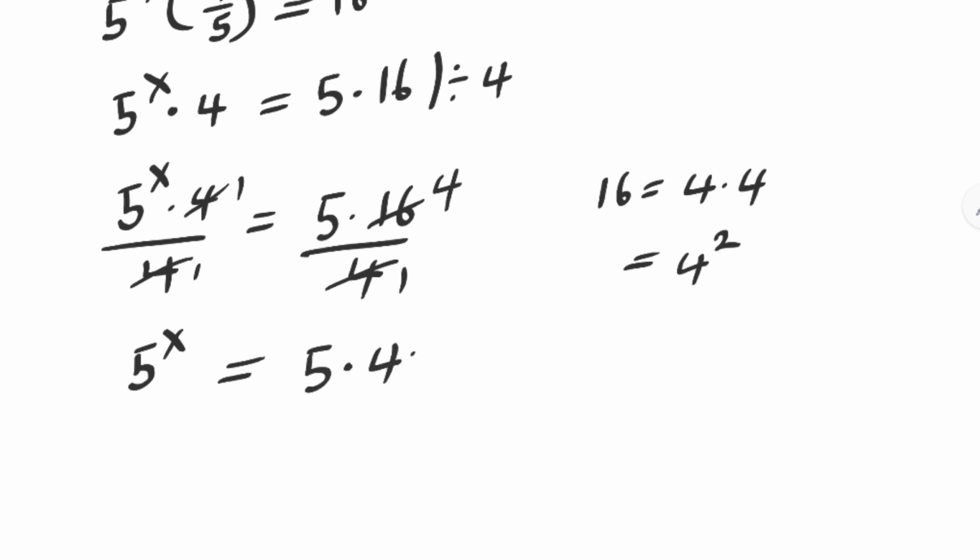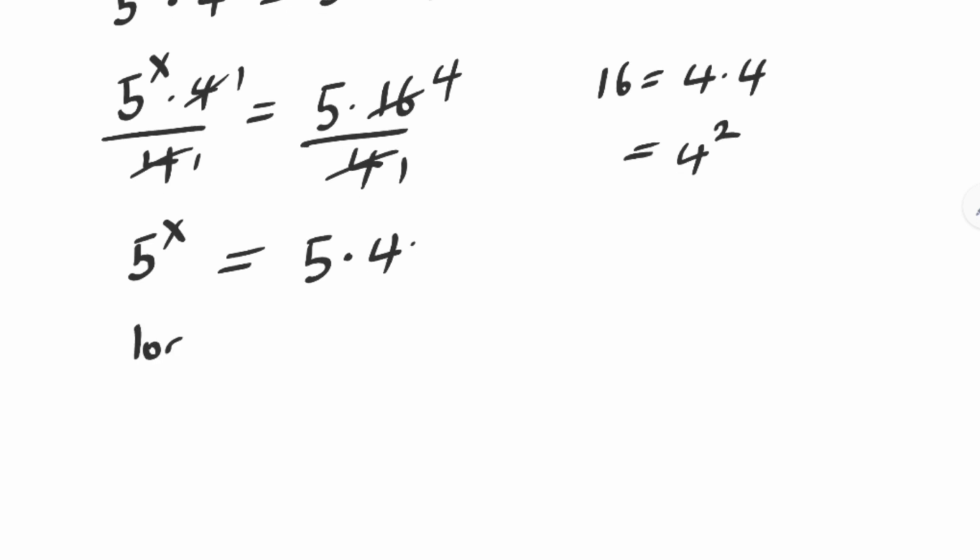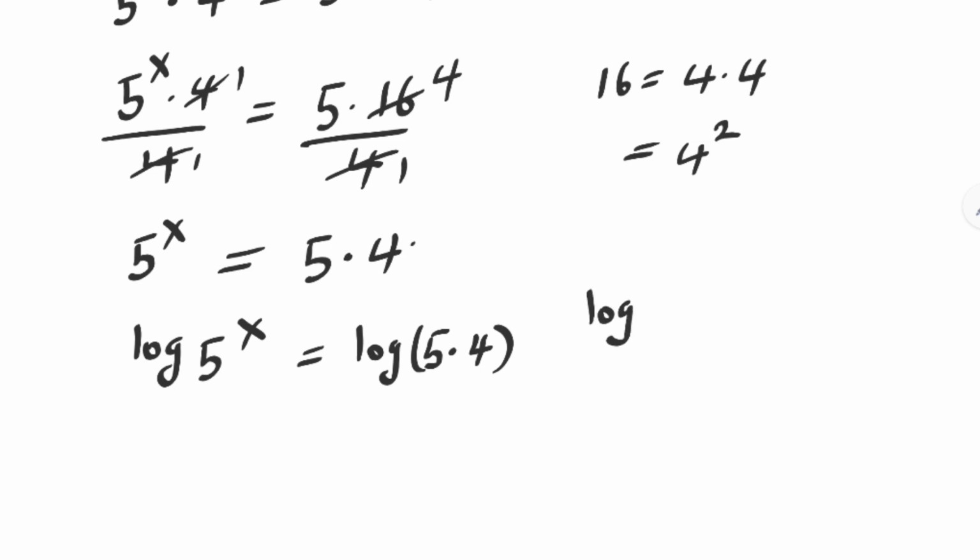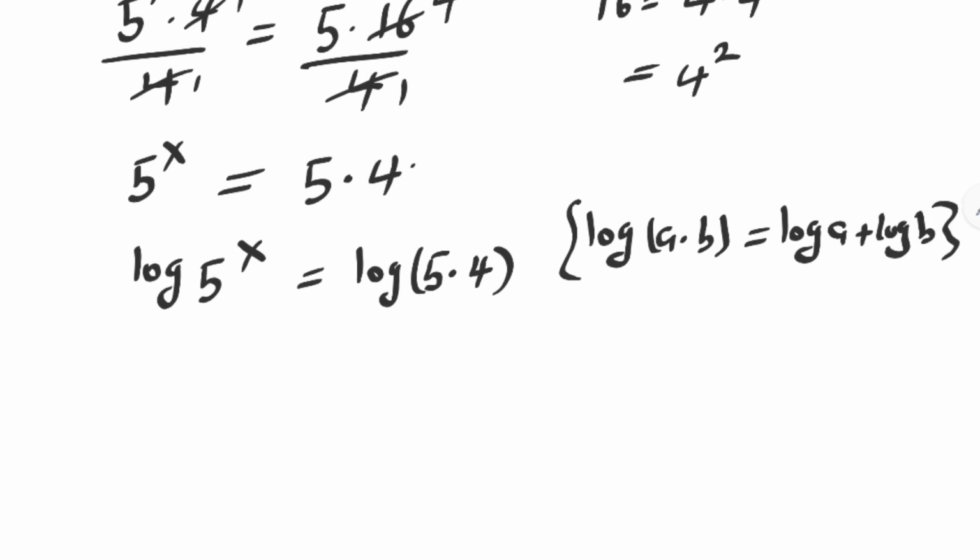Let us take the log on both sides of this equation. We have log 5 raised to power x is equal to log 5 multiplied by 4. Take note of this, that if you have log a multiplied by b, this is equal to log a plus log b. Then we have x log 5 is equal to log 5 plus log 4.